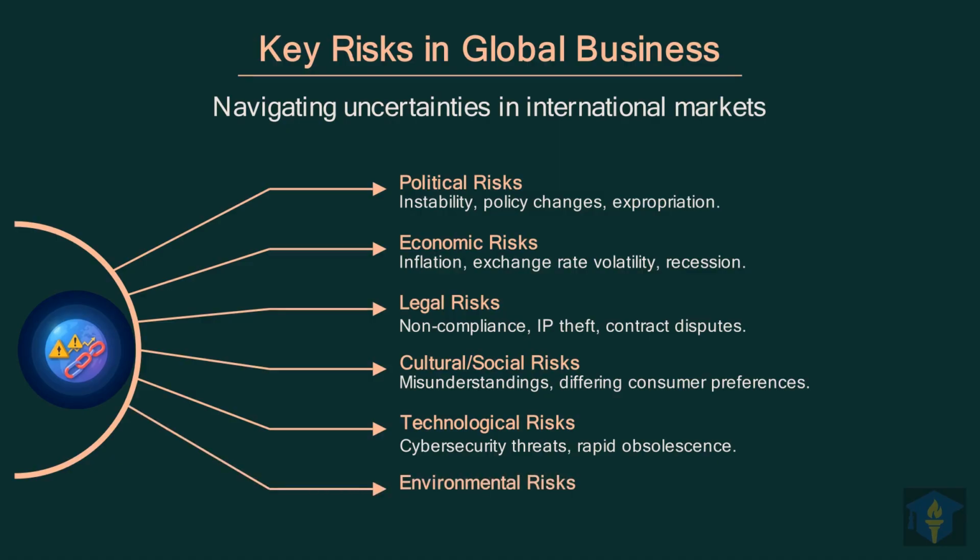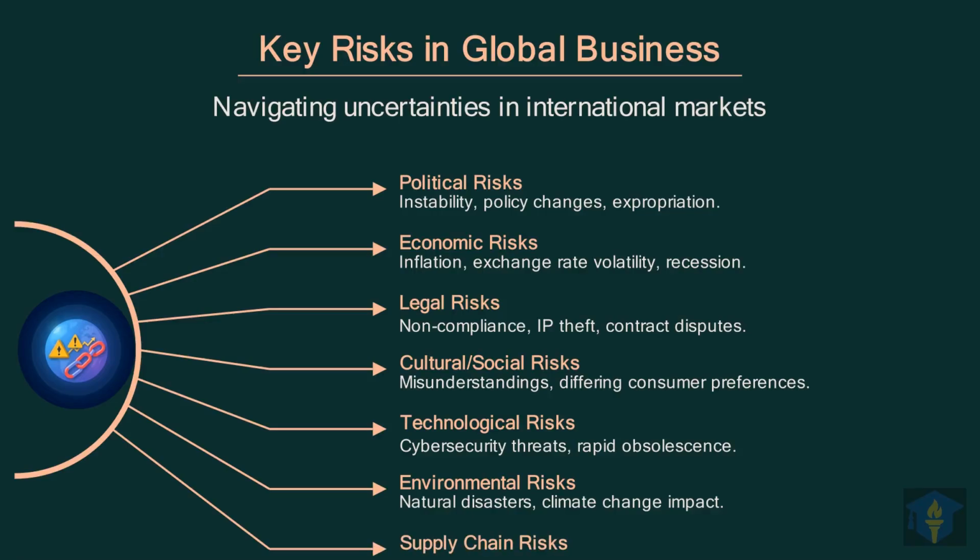Environmental risks can disrupt operations and supply chains globally. Environmental risks include natural disasters and the broader impact of climate change. Finally, supply chain risks require careful management in global operations. Supply chain risks involve supplier disruptions and logistical delays across international borders.